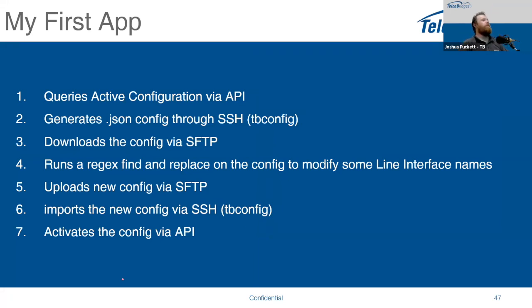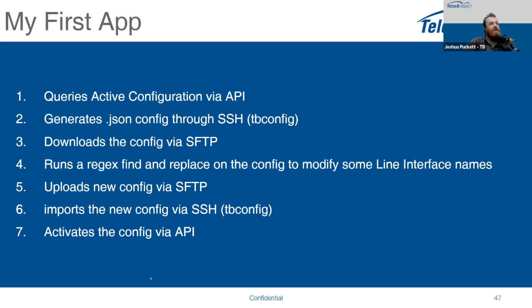So the first one I made was the very first one that I did. And I want to keep it the way that it is because it's useful for demonstration. This actually connects to our gateway in 3 ways. First thing it does is it connects to the API and asks what the active configuration is. Then it SSHs to the unit. This didn't need to be done, but I didn't know how to do it through the API yet.